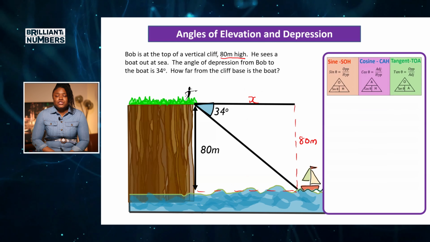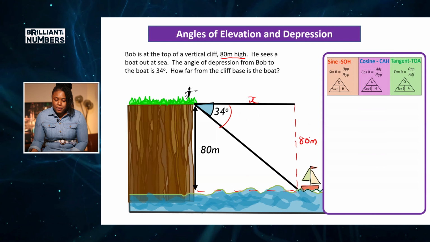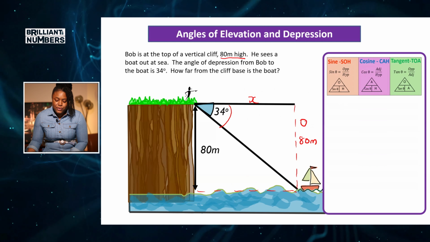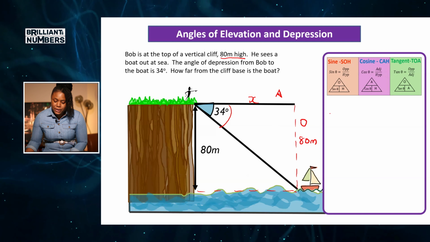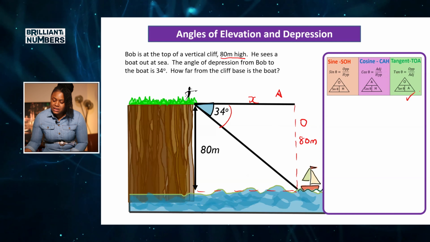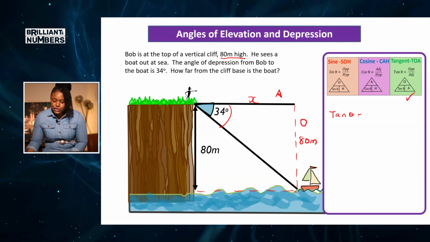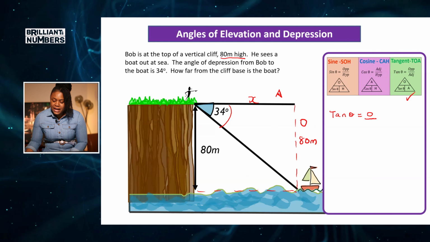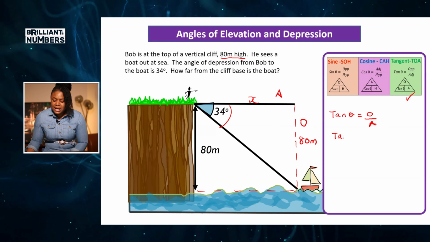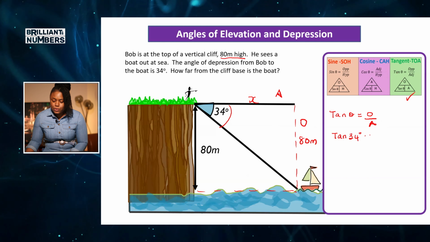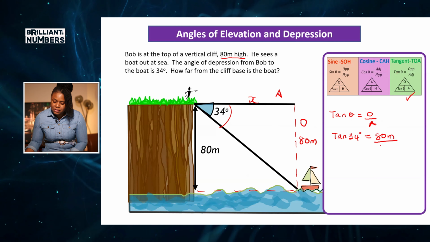I go to my reference point, which is my angle. So this side here is my opposite side. Label that O. And this side is my adjacent side. Brilliant. So I go in OA. I'm also using the tan ratio. So tan theta is equal to the opposite side divided by the adjacent side. So the angle is 34. So tan 34 is equal to the opposite, which is 80 meters, divided by x.